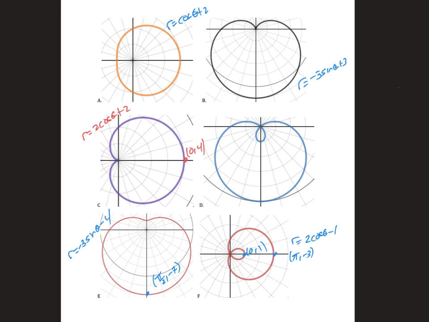So it corresponds. So the last graph is letter D. So this one right here. So it's vertical, mainly downward, and it does indeed have an inner loop. So this would be r equals -3 sine theta minus 2.